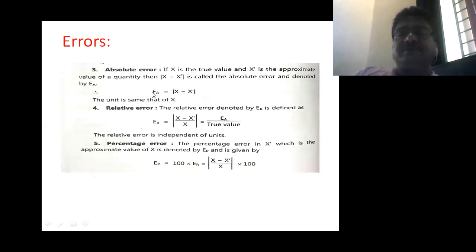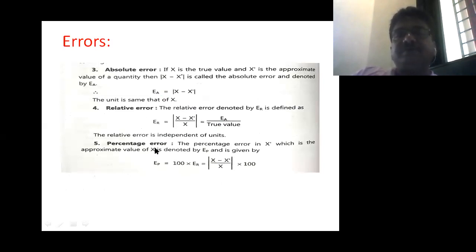So what is the definition of absolute error? Mod correct value or true value minus approximate value, and is denoted by EA. E suffix is small a or capital A. And the definition of relative error is what? The absolute error divided by true value or correct value of the quantity. So that is mod x minus x dash divided by x. This is the definition of relative error.